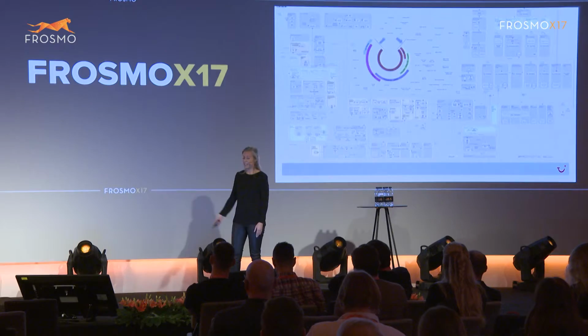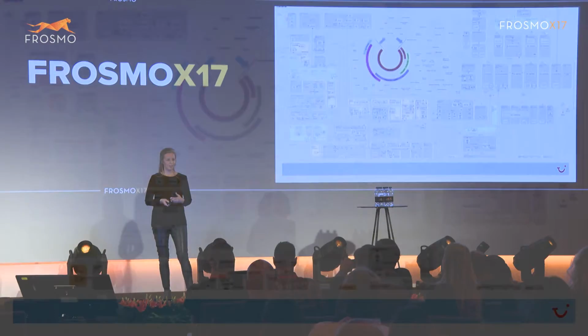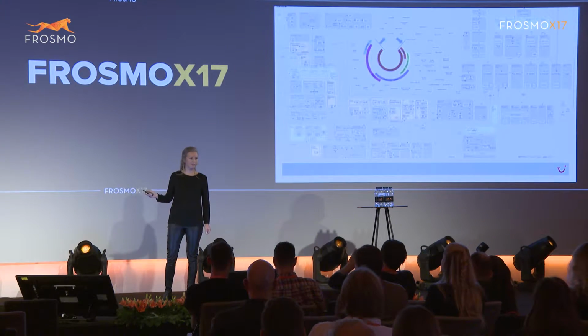For example, take a look at this very blurry picture. And it's only blurry because this was the only way I was able to show you guys, because this is actually the system map of TUI. So this is all our systems and how they are connected to each other. We call it the Milky Way.